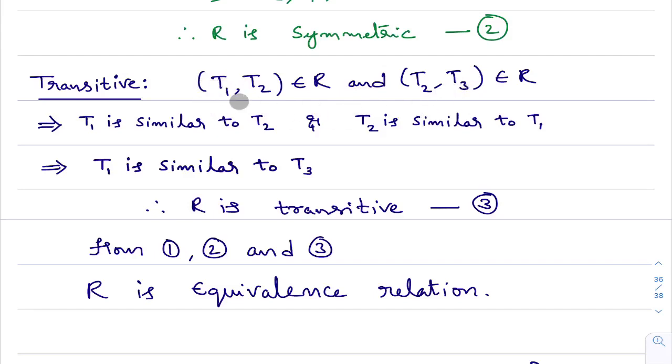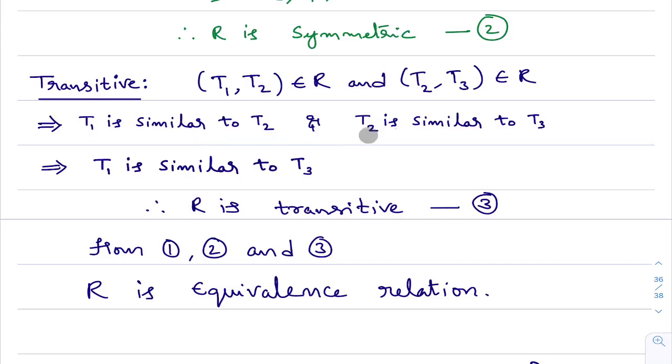I'll check. (T1, T2) belongs to R means T1 is similar to T2. (T2, T3) belongs to the relation means T2 is similar to T3. See here, T1, T2 similar, T2, T3 similar. From this, can I say T1, T3 are similar? Here 3 similar triangles are there. T1, T2, T3 are similar. Can we say T1, T3 are similar? Yes, T1 is similar to T3. I don't expect you are explaining so much explanation at this point. T1 is a triangle which is similar to T2.